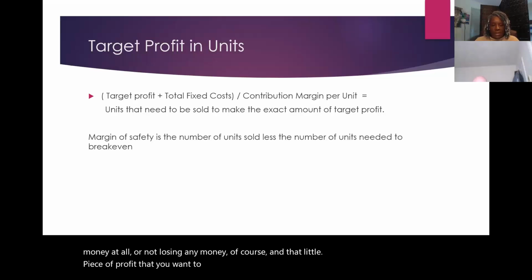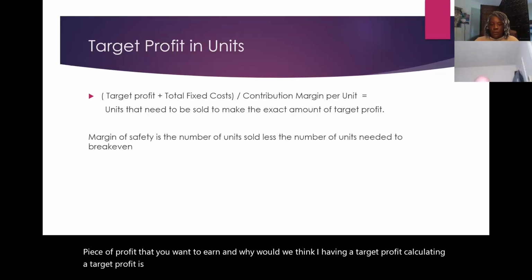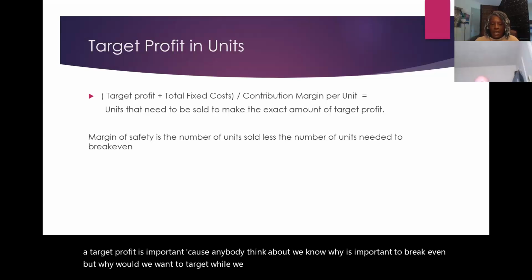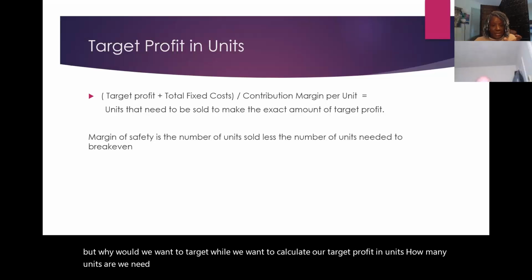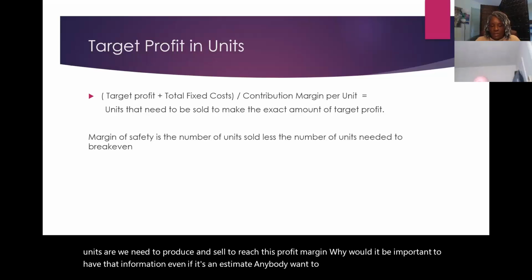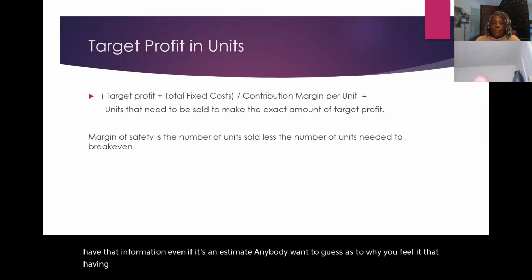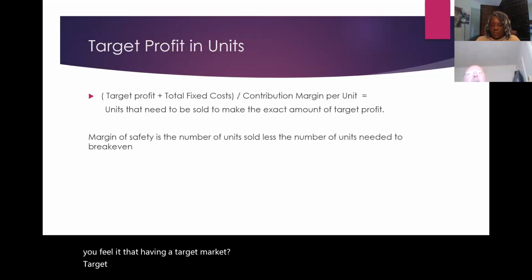And why would we think calculating a target profit is important? We know why it's important to break even, but why would we want to calculate our target profit in units? How many units do we need to produce and sell to reach this profit margin? Why would it be important to have that information, even if it's an estimate? Anybody want to take a guess as to why you feel that having a target profit in units is important?